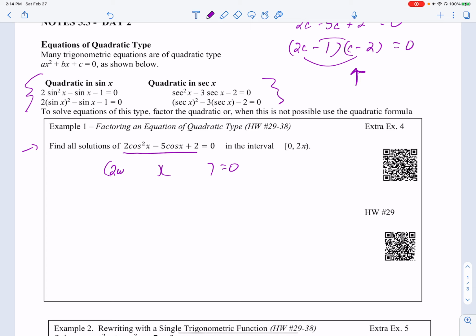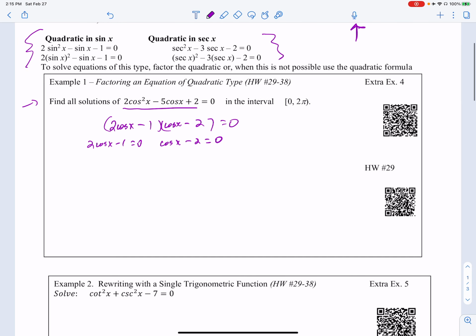So here we have a 2 cosine of x and a cosine x. To get a positive 2 but negative 5 in the middle, they both need to be negative. Put the 2 here and the 1 here. And then we have these 2 quantities equaling 0. That will only happen if one or the other is 0. It's called the zero product principle that I talked about in the notes last time. So now you're going to isolate the trig function. So add 1, divide by 2, and I need the solutions where cosine is 1/2.